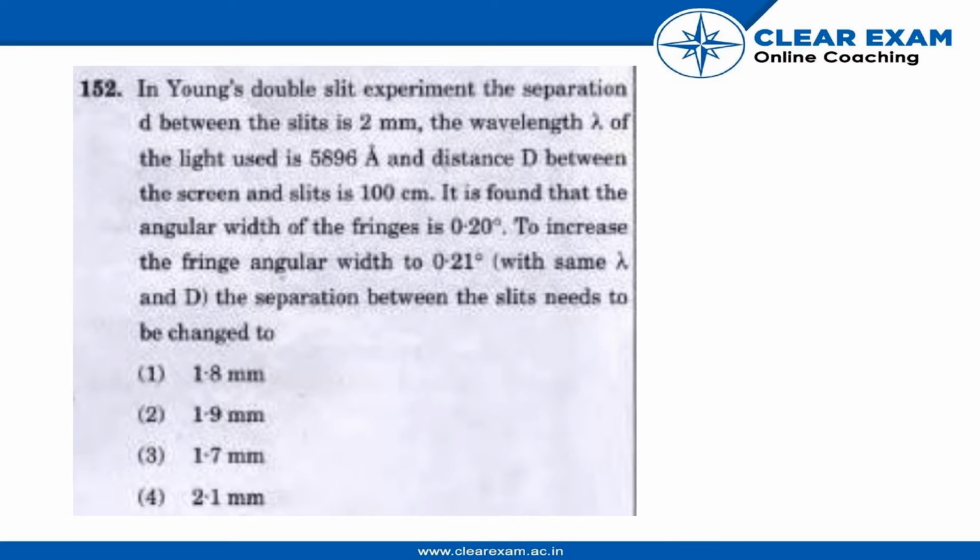Now we are going to do this question, which is in Young's double slit experiment. The separation d between the slits is 2 mm. The wavelength lambda of the light used is 5896 and the distance D between the screen and slit is 100 centimeter. It is found that the angular width of the fringe is 0.20 degree. To increase the fringe angular width to 0.21 degree, with the same lambda and D, the separation between the slits needs to be changed. So the options are 1.8 mm, 1.9 mm, 1.7 mm and 2.1 mm.